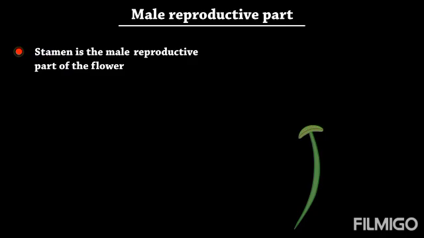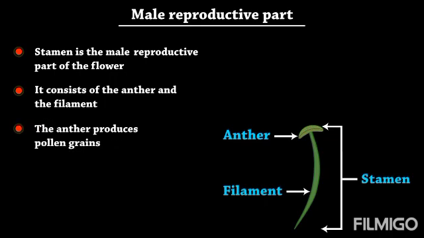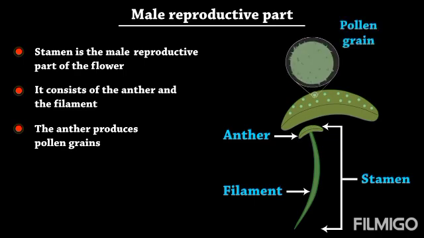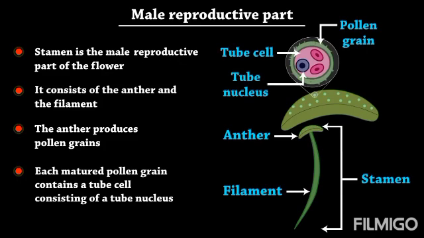Stamen is the male reproductive part of the flower. It consists of the anther and the filament. The anther produces pollen grains. Each matured pollen grain contains a tube cell consisting of a tube nucleus and two male gametes.